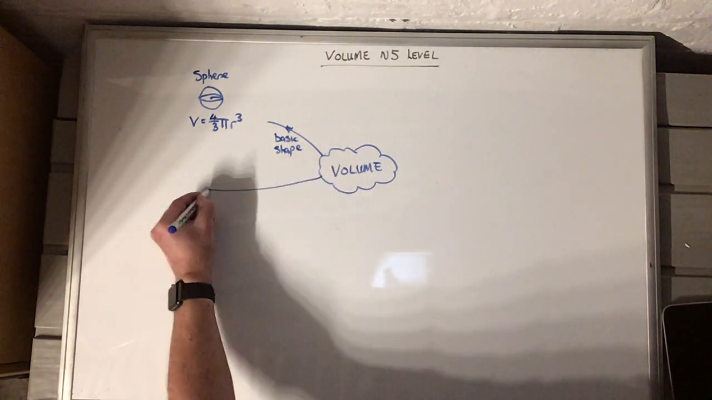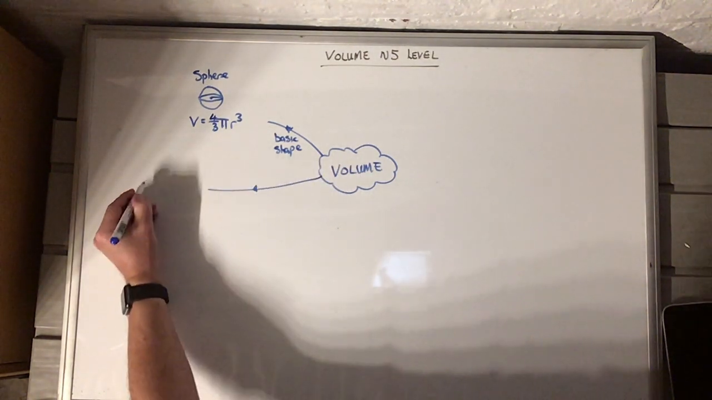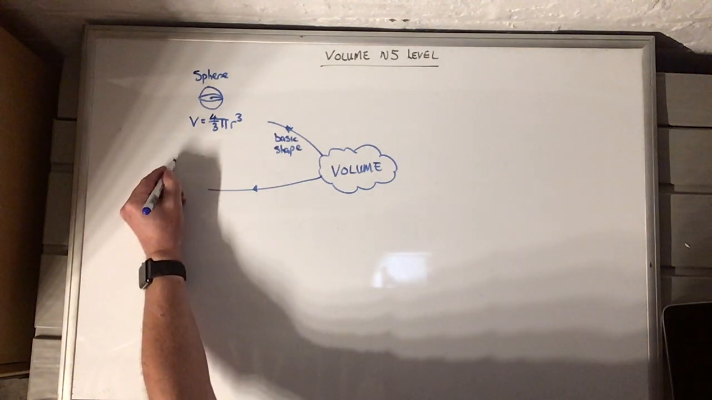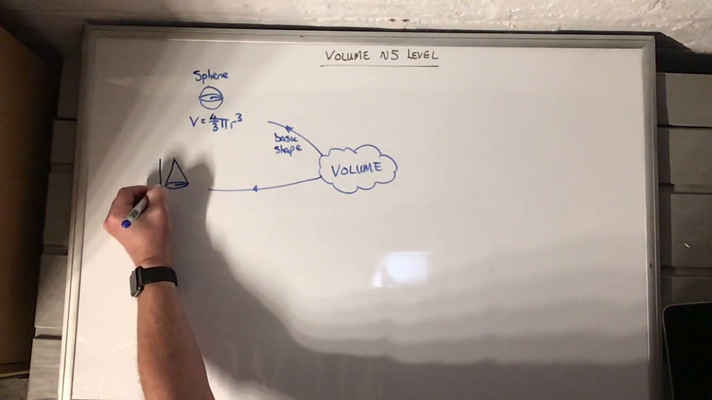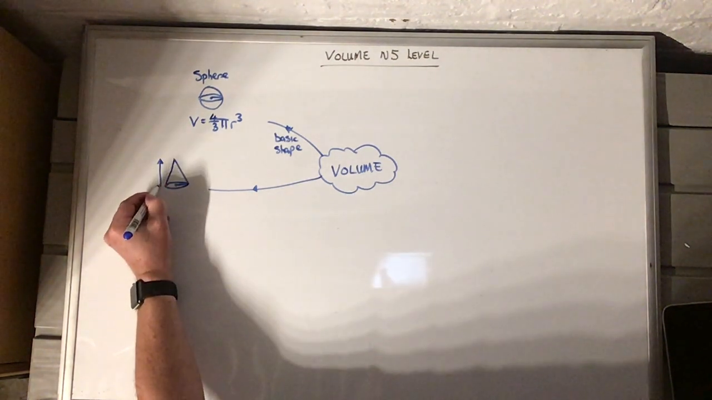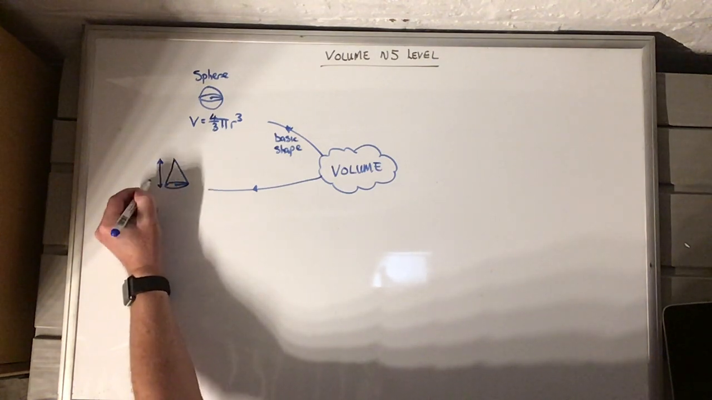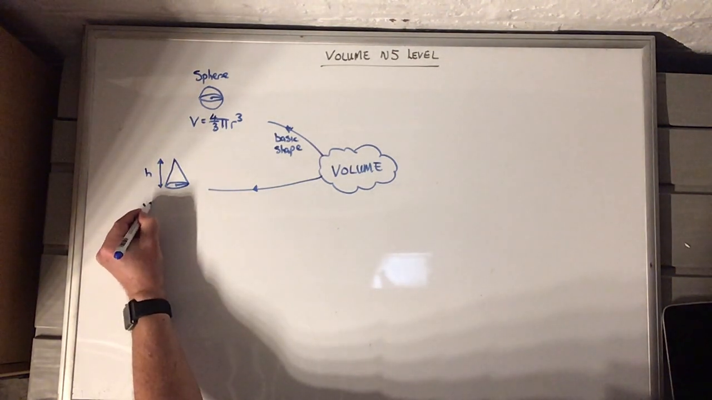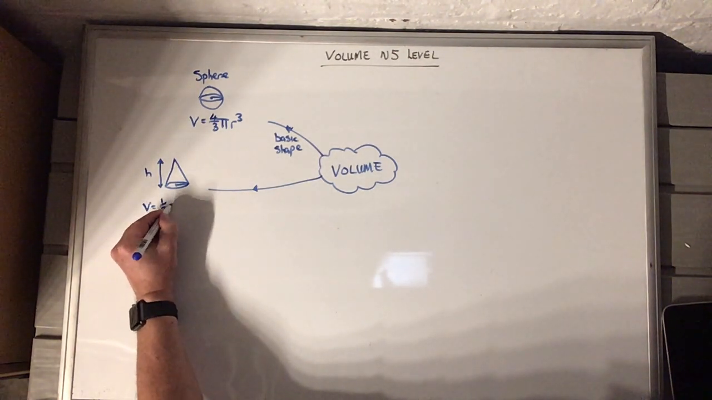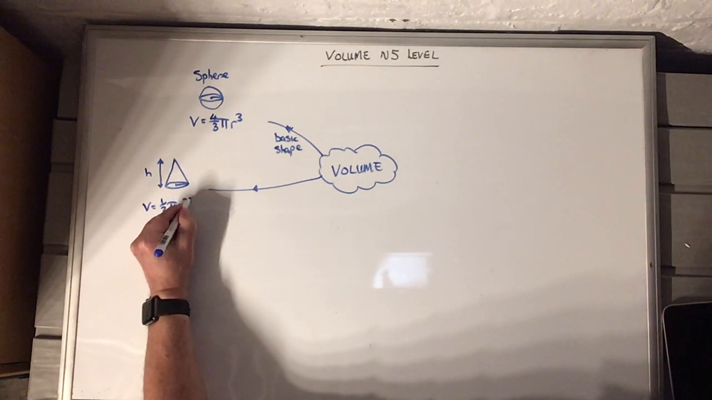Next shape, we've got a cone. Cone looks like that. Again, the centre's here, and the vertical height, that's from the centre up to the point, that's the vertical height. And to work out the volume of a cone, V equals 1/3 pi r squared h.